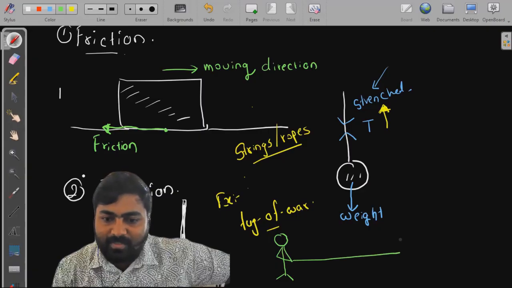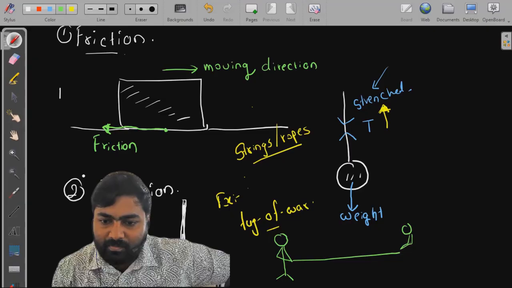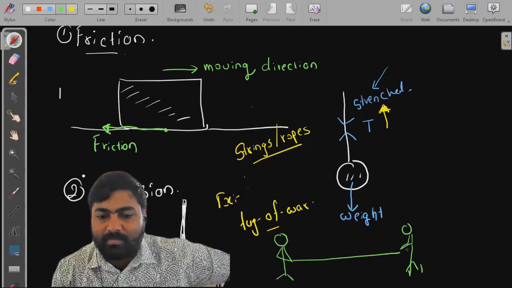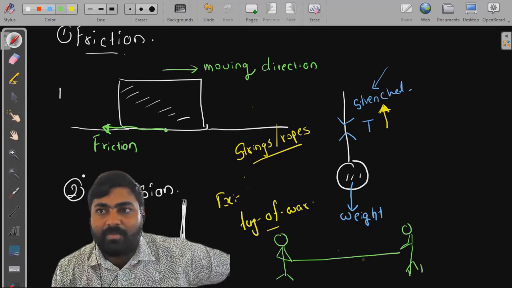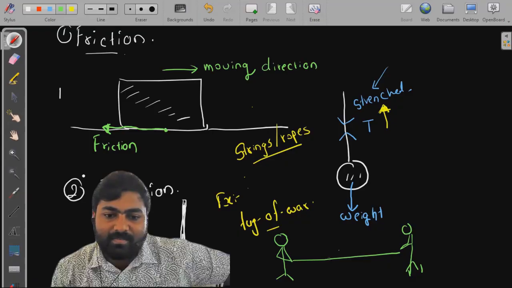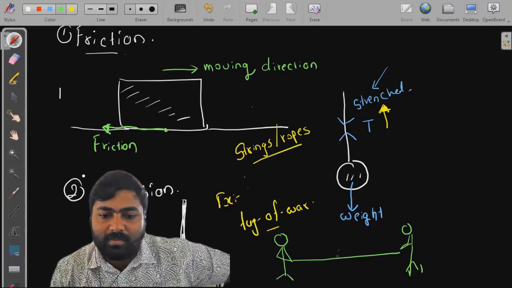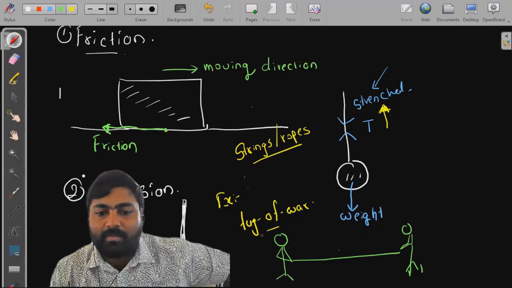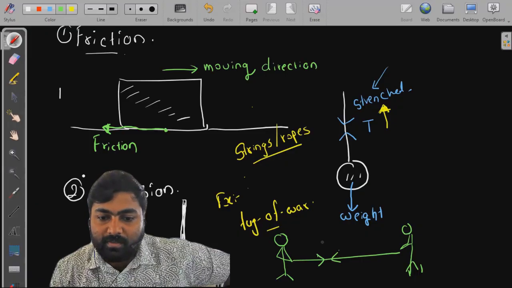Two parties try to, what's called that? Pulling, by using a rope. Yes. Two parties try to pull the rope towards themselves. That is known as the tug of war. When they are pulling that one, tension occurs.